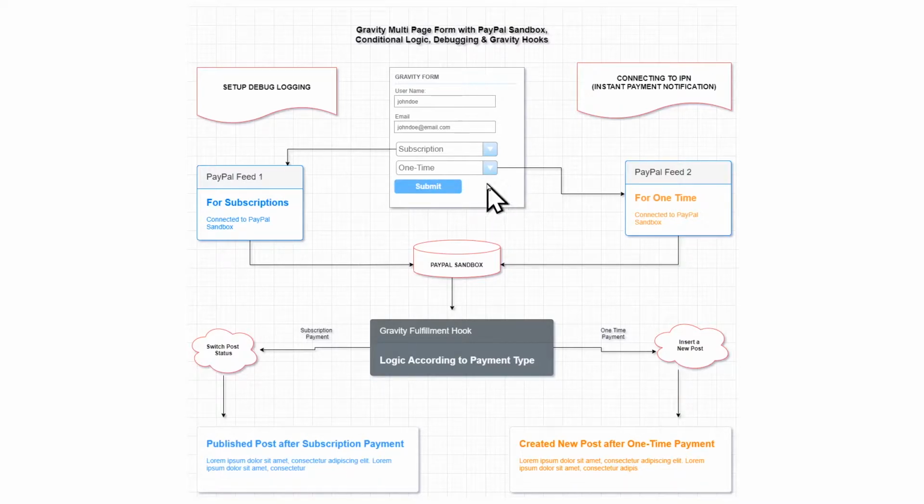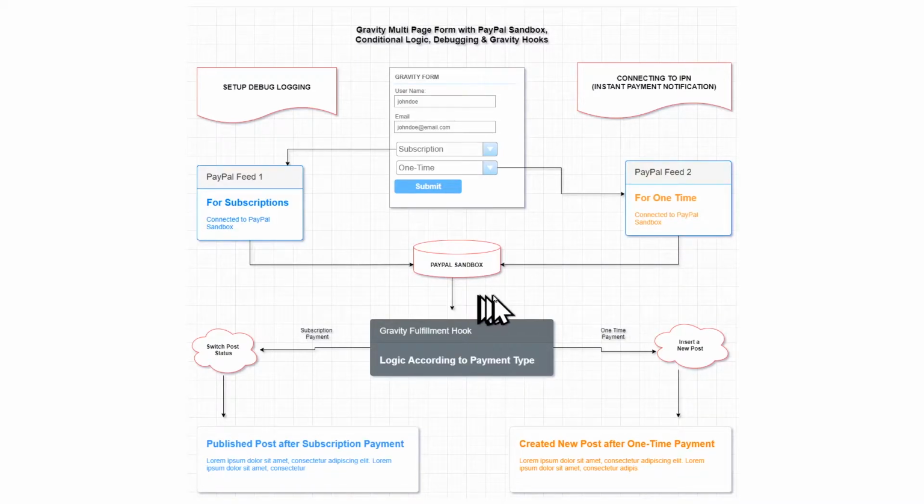And on the next video, we will set up Gravity Form debug logging and connect Gravity Form with the IPN or instant payment notification connecting to the PayPal Sandbox. At this point, we will create two different feeds which PayPal standard add-on allows us to do. One will handle the subscription payments, the other one will handle the one-time payments, and both of them will be connected to the same PayPal Sandbox.